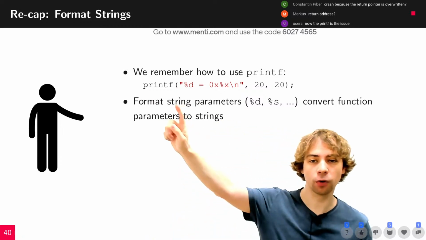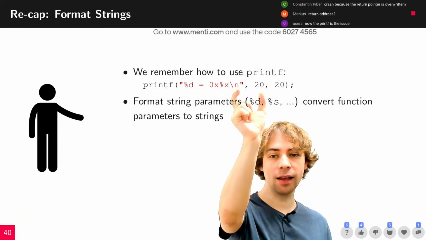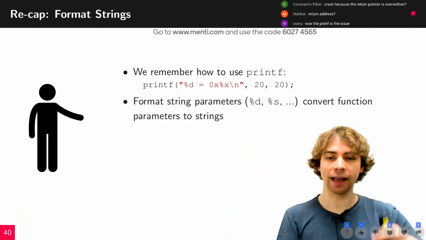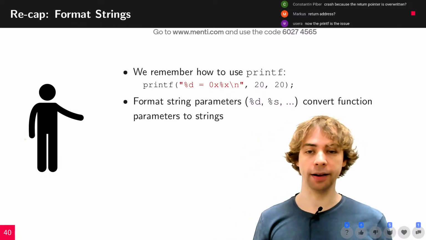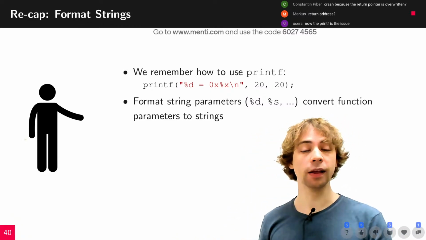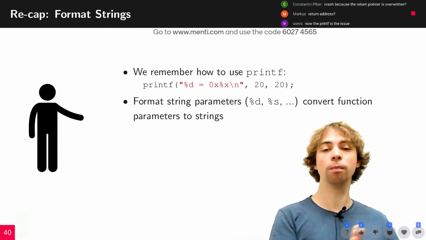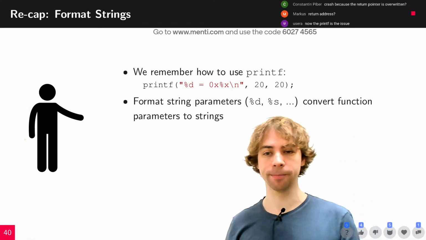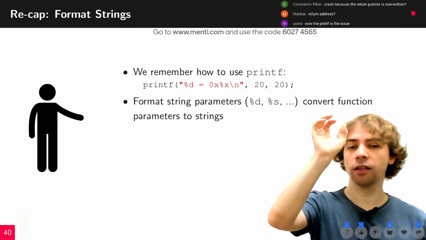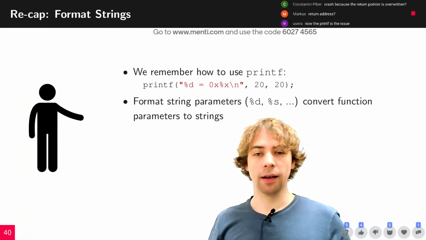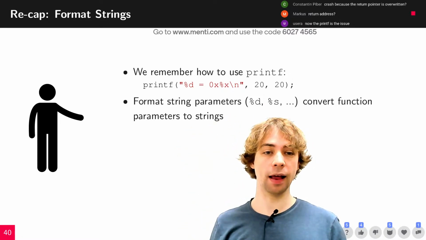Printf goes through this format string, parses it, and basically takes arguments from the stack. On a 32-bit machine, the arguments are on the stack. On a 64-bit machine, it's similar, but there the arguments are in registers, and only if we have too many arguments, they will be placed on the stack. So the format string parameters, %d, %s, and so on, convert these arguments into strings and then print these strings.